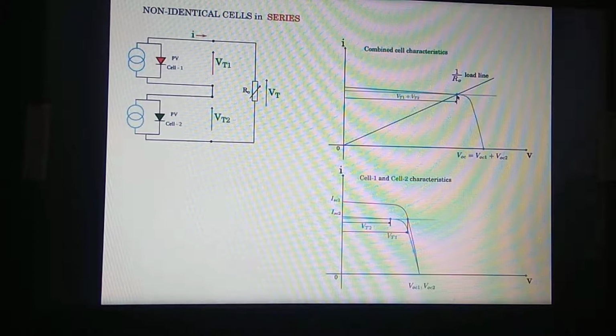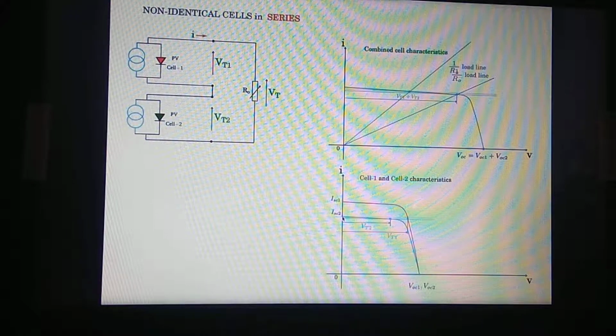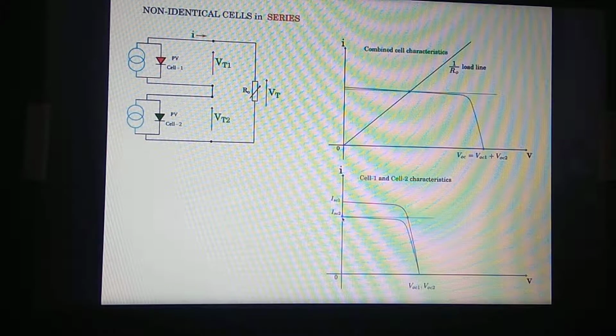Let us see another critical point. When you increase the load a bit further, I can reach this point, that is the zero voltage point of cell 2, where the operating point is exactly at the vertical axis for cell 2. Cell 1 is at an appropriate point here.